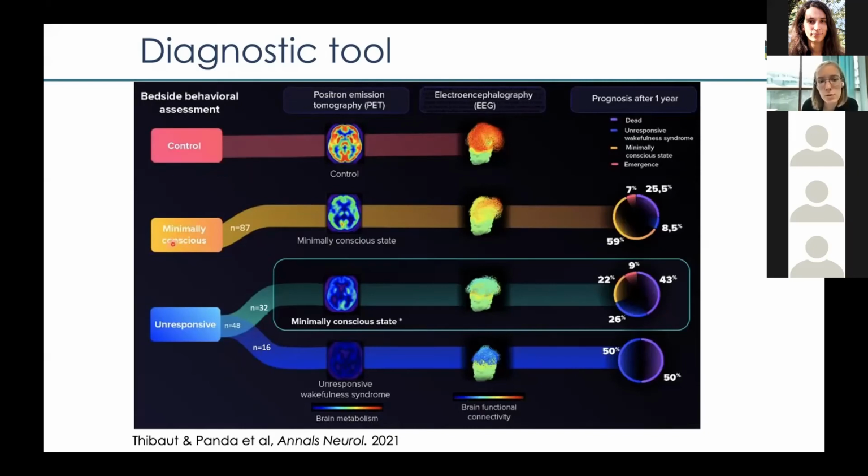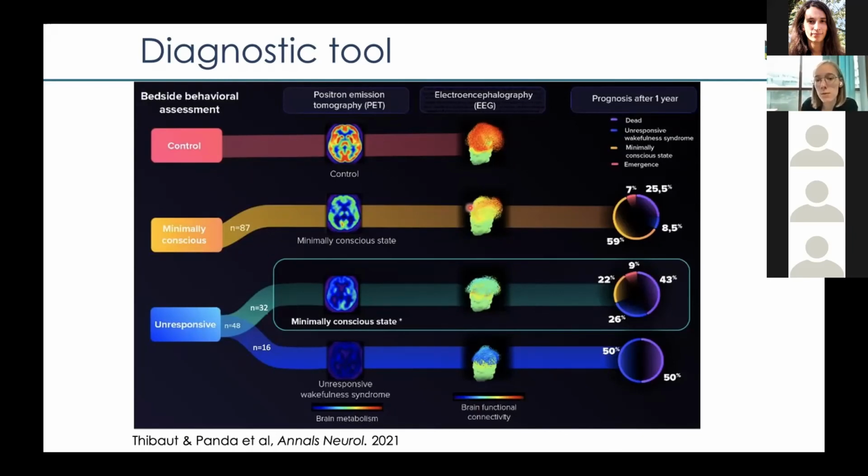Then if we look at the MCS patients that also show signs of consciousness at the behavioral level, we can see that the FDG-PET scan shows some preserved glucose uptake, right? And this is again confirmed by the EEG. So EEG is another neuroimaging tool that we use in our team to complement the behavioral assessment. And usually it's a good sign when we see this functional connectivity, especially long-range functional connectivity from the front to the back of the brain.